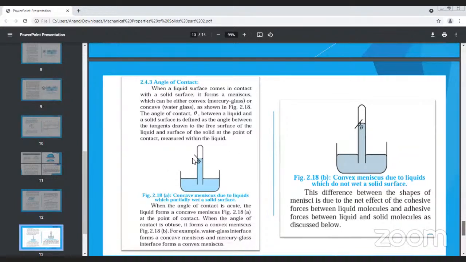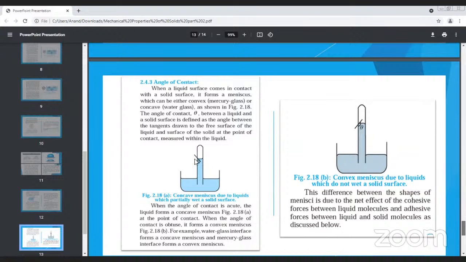कुठलाही liquid, when the liquid surface comes into contact of solid, solid मध्ये आल्यानंतर हा जो angle of contact आहे, which is the angle of contact theta between the liquid and the solid surface, is defined as the angle between the tangent drawn to the free surface of liquid and the surface of solid at the point of contact and measured within the liquid, which is called the angle of contact.